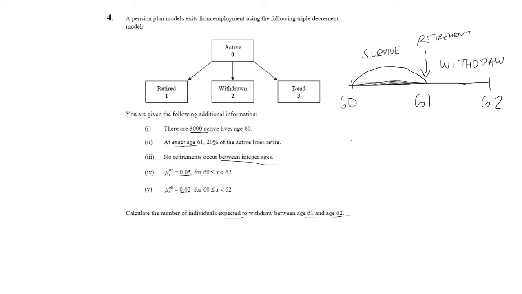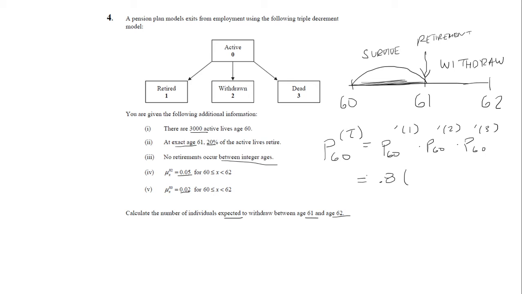So let's look at the entire probability. Right? So let's look at P60 tau. These will include all the decrements. So it's the independent probability of retiring, withdrawing, and dying. So retiring, there's a 20% chance that you'll retire. So there's 80% chance that you won't retire.